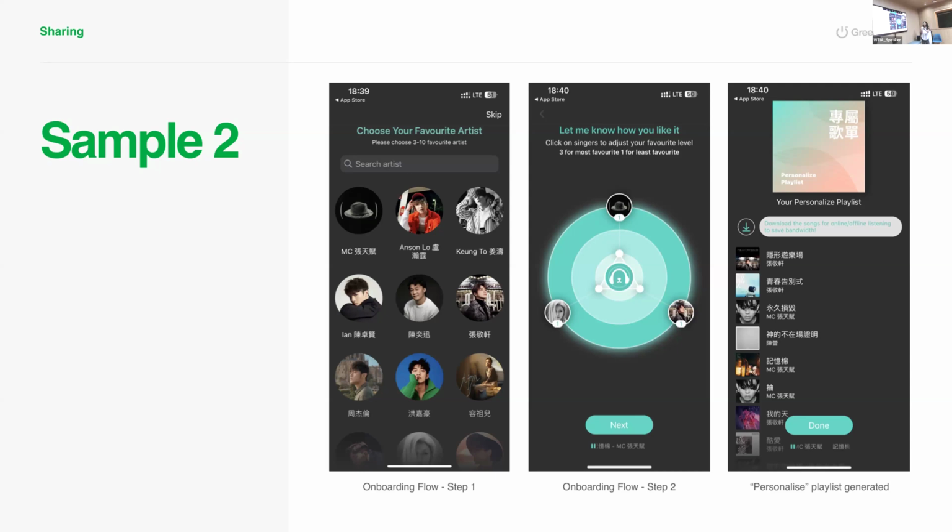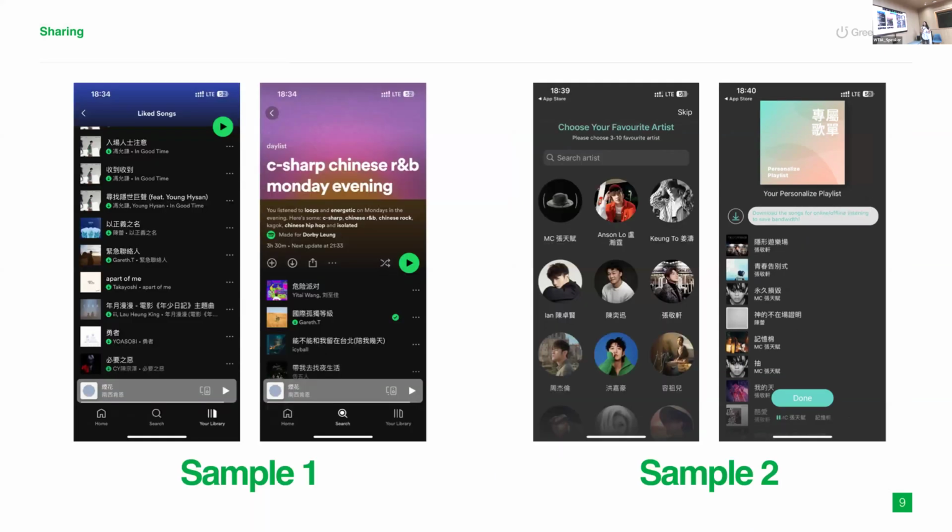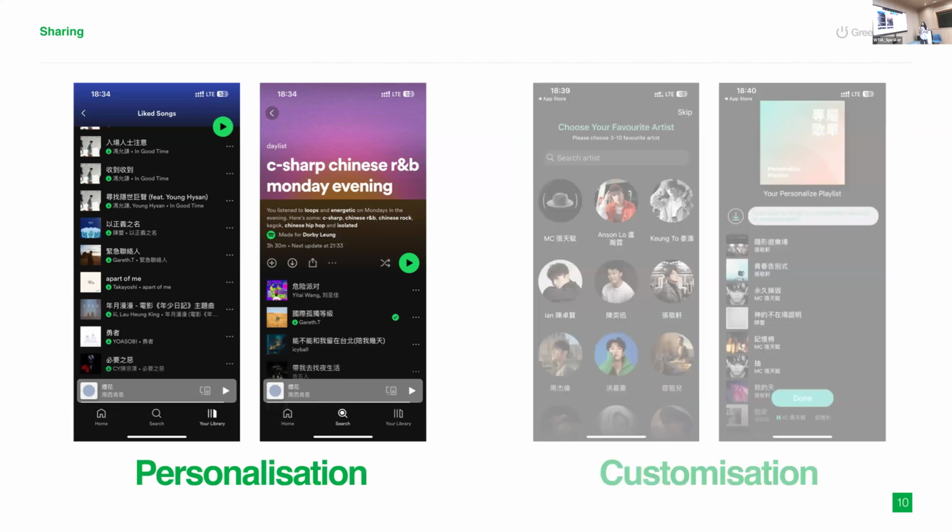Can you please put up your hand if you think example one is personalized? Okay, I saw some of you put up your hand. So the answer is... or is it? Example one is personalization. Example two is customization.